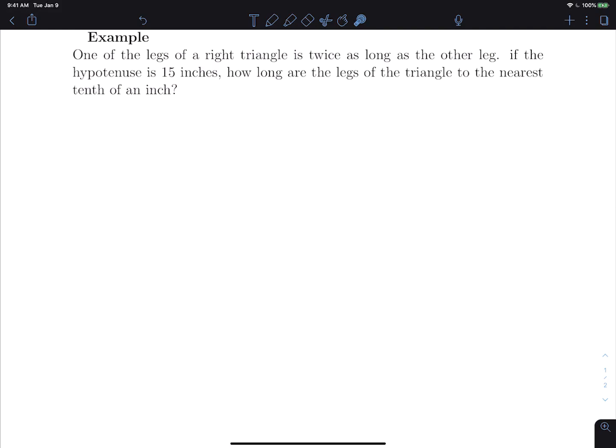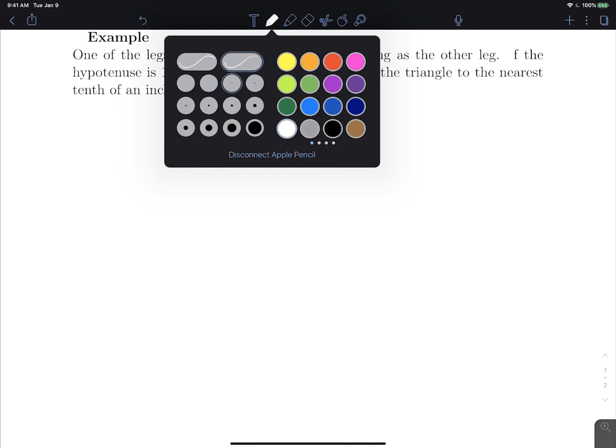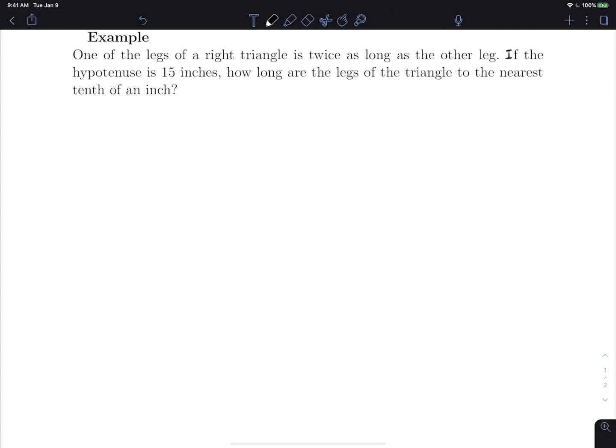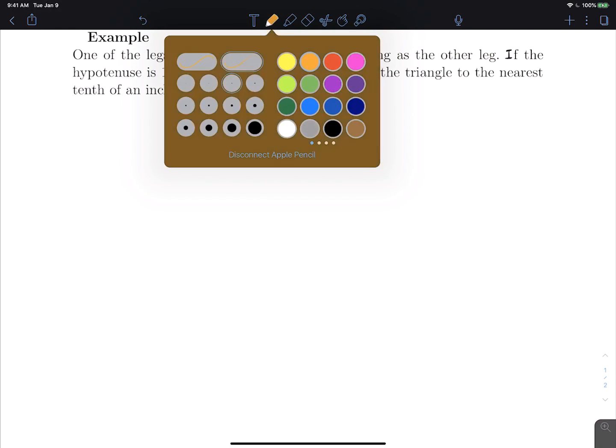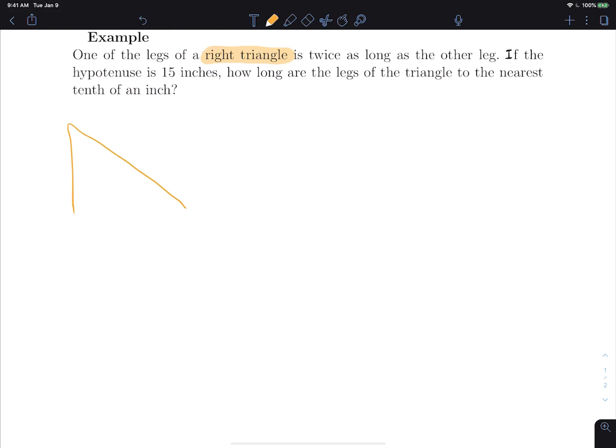Example: one of the legs of a right triangle is twice as long as the other leg. If the hypotenuse is 15 inches, how long are the legs of the triangle to the nearest 1/10 of an inch? Okay, looking through here, first of all, we see that there is in fact a right triangle. So my recommendation is to draw a right triangle.